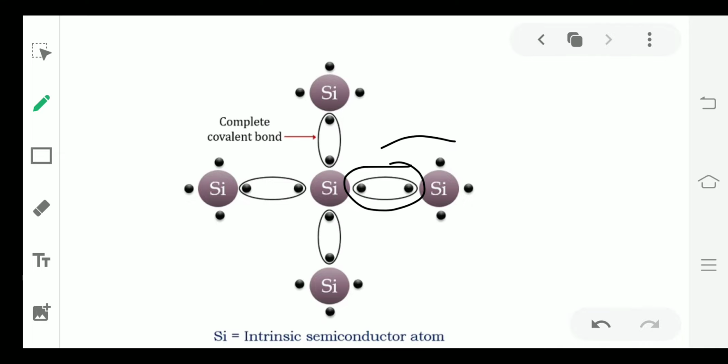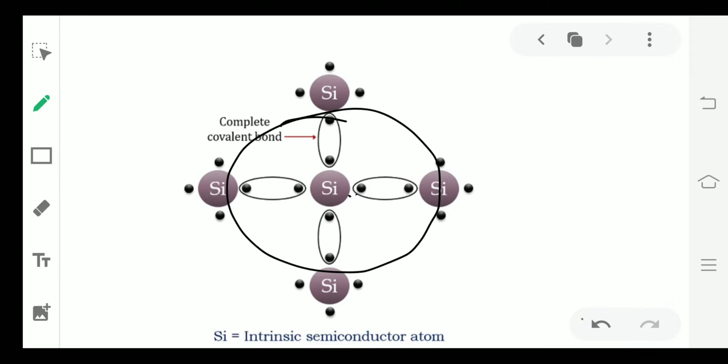To complete their octet, they need to share the electrons. So the octet of this one is completed. There are 8 electrons in its valence shell now, and they further bond with other silicon atoms, so all their octets have been completed by sharing of electrons. So how does conduction take place in a semiconductor? Let me show you.